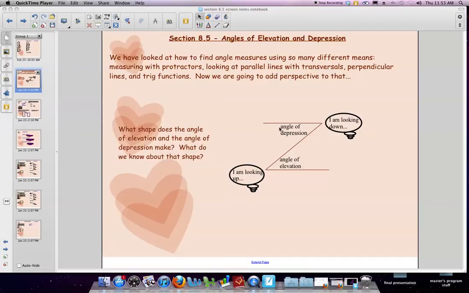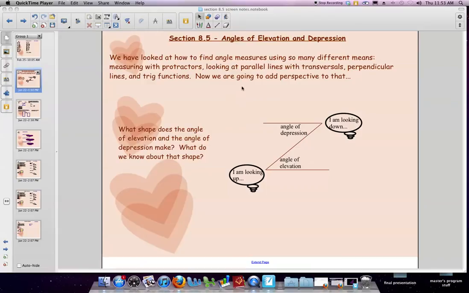And finally, we worked with trig functions in our last two sections. So if we know one angle or two sides or some combination of those things, we can use sine, cosine, or tangent to find our missing values.